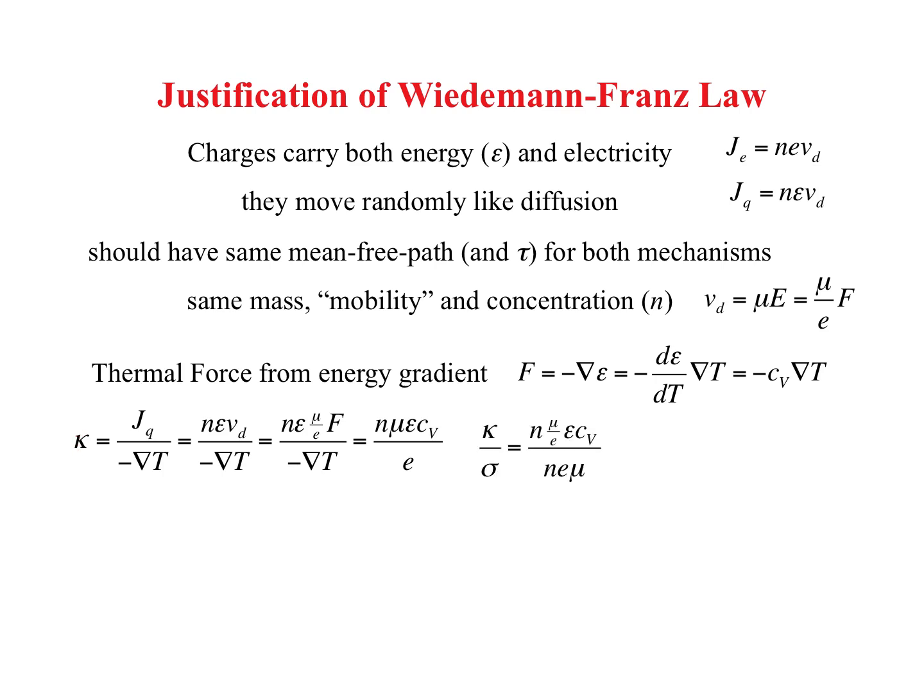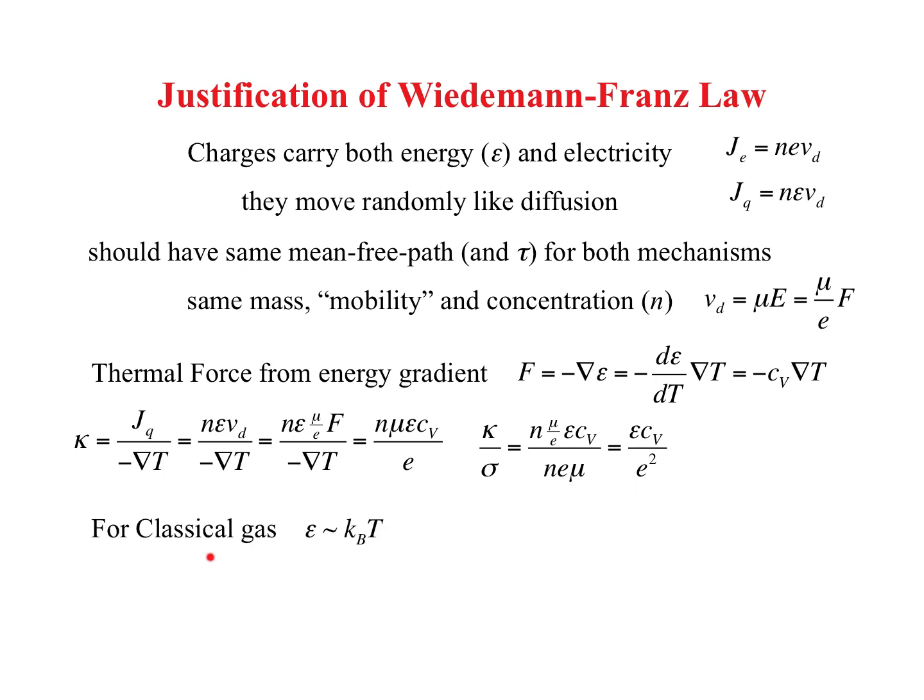For the Wiedemann-Franz law, we are interested in kappa over sigma, thermal conductivity divided by the electrical conductivity. So we use, for the thermal conductivity, the expression we derived here, and then for the electrical conductivity, the well-known N e mu. Next, we see that the N and mu will divide out on top and bottom, which leaves us with only the average energy of the electron, the heat capacity, and the electric charge.